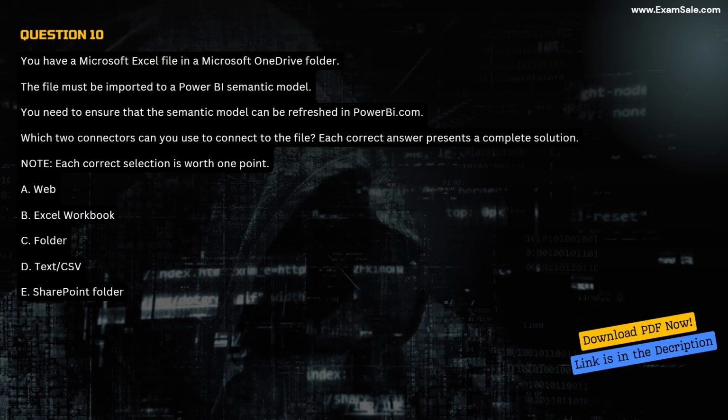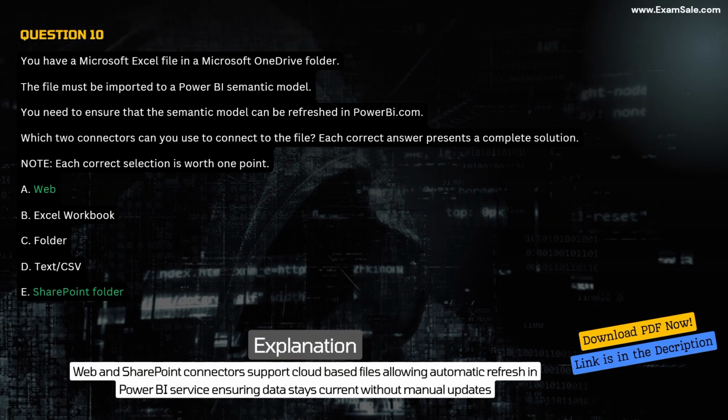A. Web. B. Excel Workbook. C. Folder. D. Text/CSV. E. SharePoint folder. Correct answer A and E. Web, SharePoint folder. Explanation. Web and SharePoint connectors support cloud-based files, allowing automatic refresh in Power BI service, ensuring data stays current without manual updates.